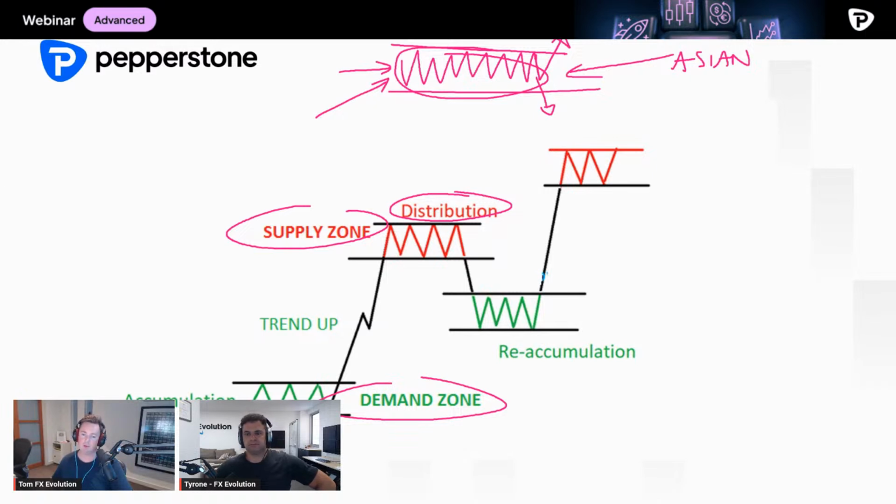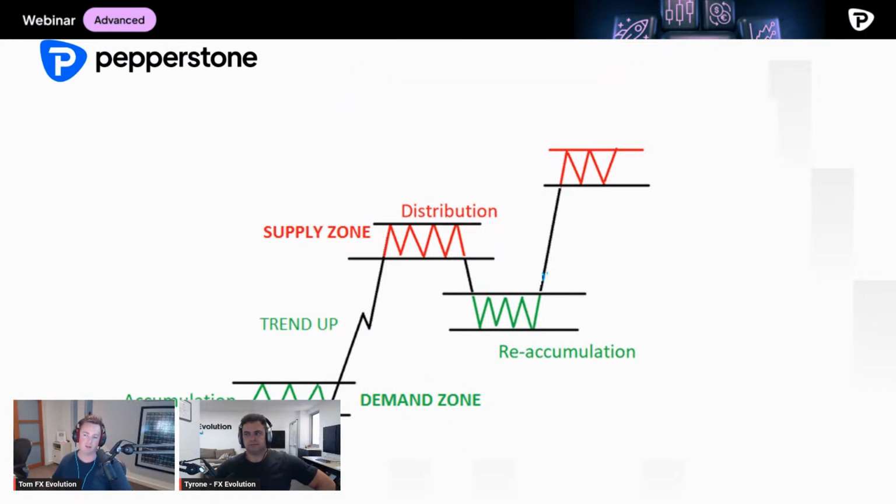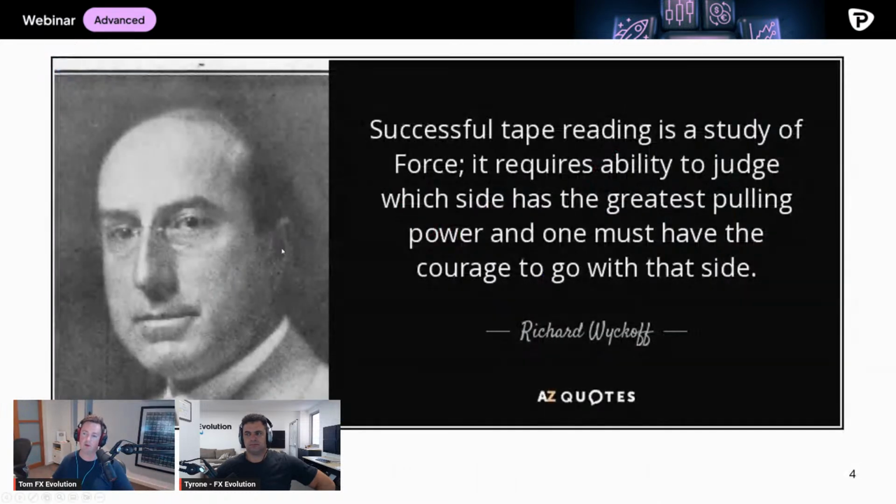So let's now take a look at the ideas of supply and demand. I'm sure most of you are aware of it. We do expect that some of you have some, I guess, preconceived or at least some idea of how supply and demand works. But in general, I always bring up the same kind of concept here, and that's where we talk about really what Wyckoff had to say.